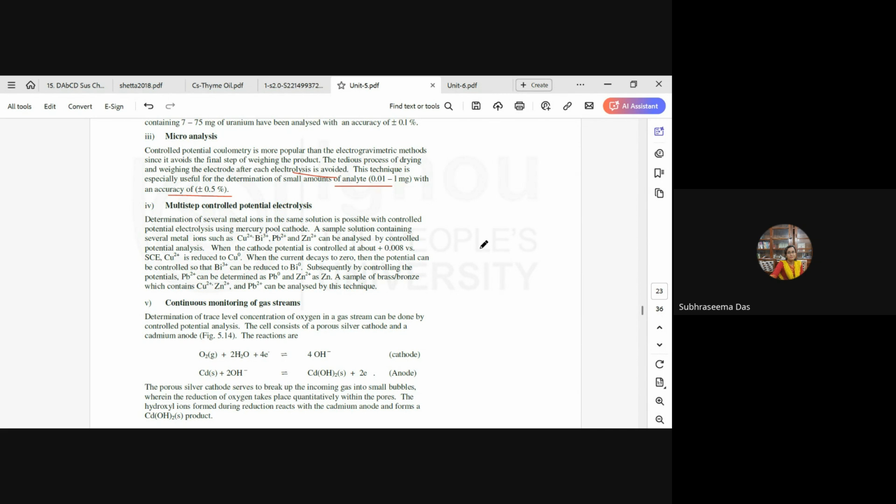When the cathode potential is controlled to plus 0.008 volt versus the SCE, then the Cu2+ is reduced to Cu0. Now when the current comes to 0, then the potential can be controlled so that Bi3+ also becomes Bi0. Subsequently, by controlling the potentials, Pb2+ can be determined as Pb0 and Zn2+ as Zn. So here a sample of brass or bronze, which contains copper, zinc and lead, can be analyzed by this technique.